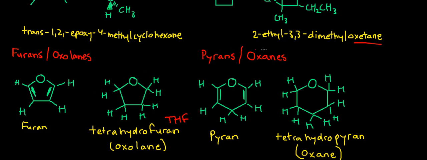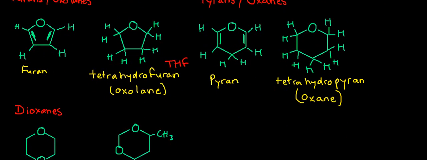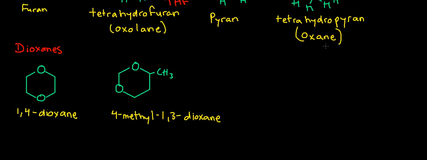Same with pyrans and oxanes. This is what the structure looks like, but naming, exactly the same kind of thing. It's not really complicated. And the last one are the dioxanes, which have 2 oxygens on the ring. And it's not really complicated either, but you just have to name where the oxygens are. So this is 1,4-dioxane. And it doesn't have to be on opposite sides of the rings.